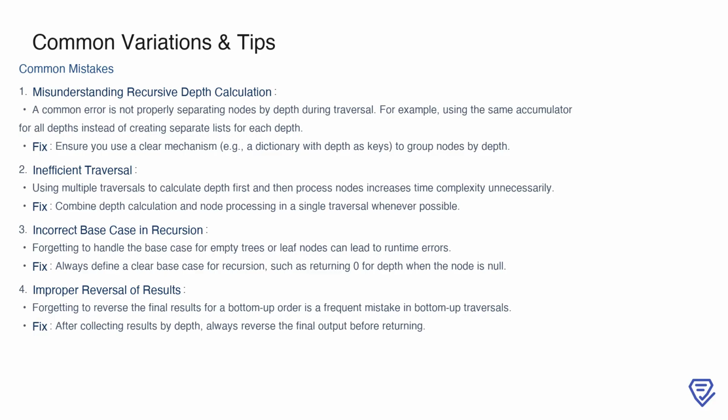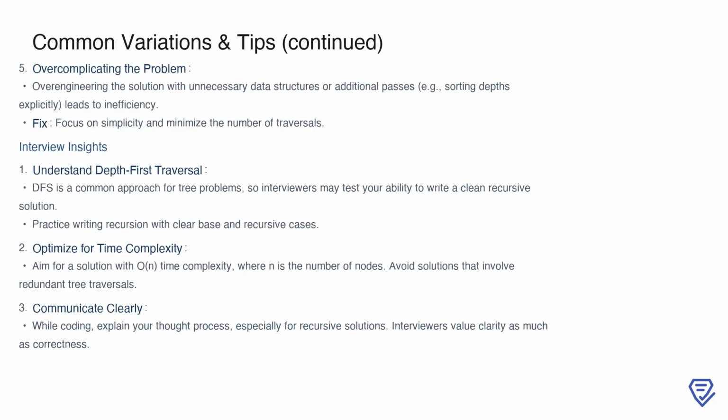Finally, if you're implementing a bottom-up traversal, be careful not to skip the final step of reversing your results. After you've collected nodes level by level, reversing the output is essential for the correct order. Another mistake to avoid is overcomplicating the solution. Adding unnecessary data structures or multiple passes, like explicitly sorting depths, often leads to inefficiency. Instead, keep your solution simple and avoid redundant operations.